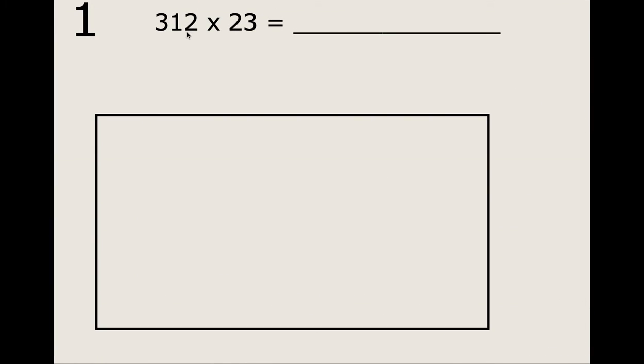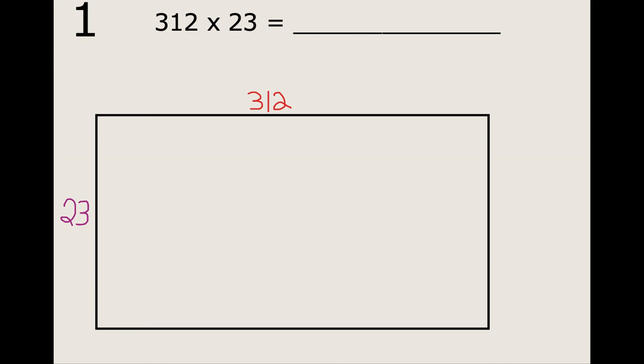So the first problem we're going to do, we're going to set it up the same way using the same box. The only thing is, I will explain what the major difference is in just 1 second. So first we're going to put our 312 right here and our 23 to the side. Now we have to break these numbers up just like we did the other ones.